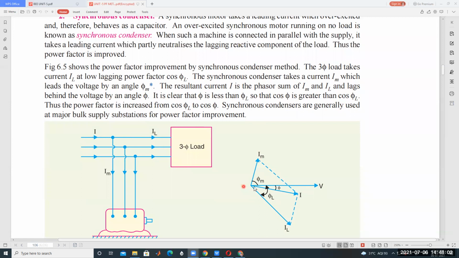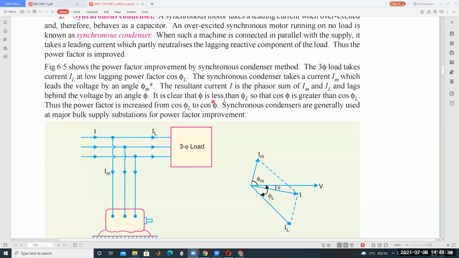If it is connected into the circuit like this, the motor current leads the supply voltage by some angle φm, approximately 90 degrees, say 80 or 85. Because of this, the angle between voltage and the resultant current decreases. The resultant current I is the phasor sum of IM and IL and lags behind the voltage by an angle φ.